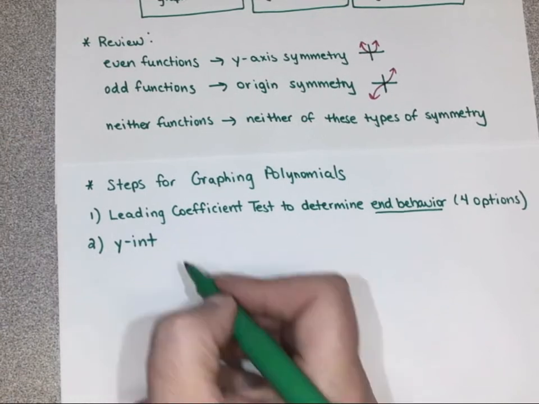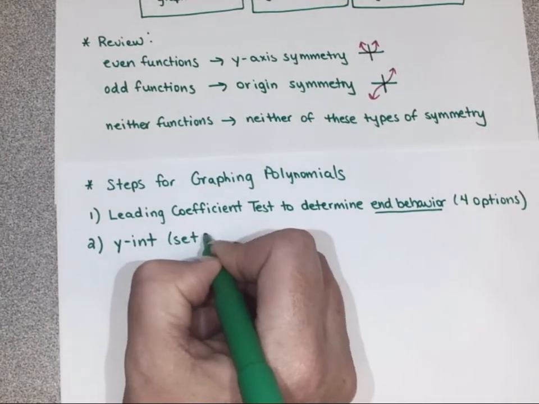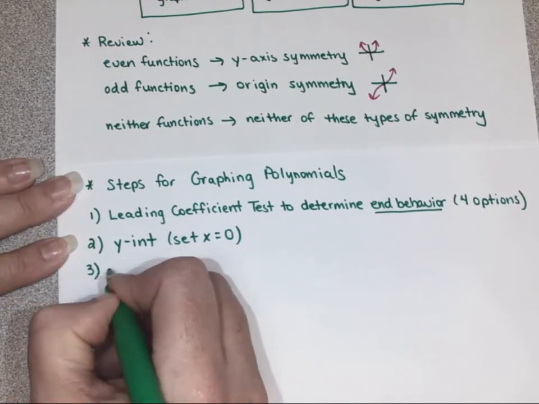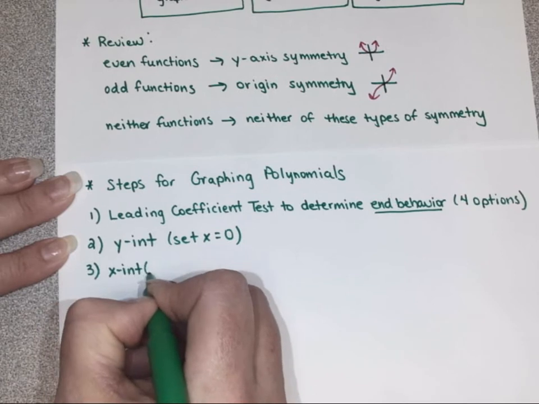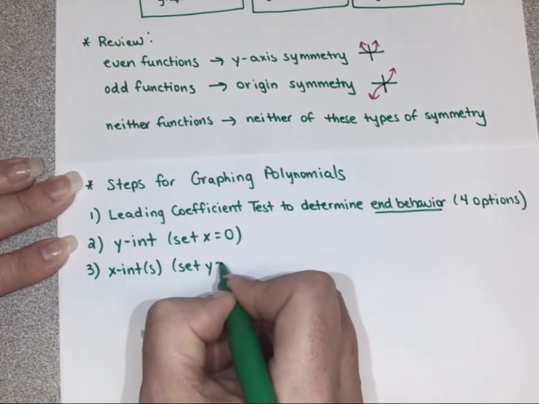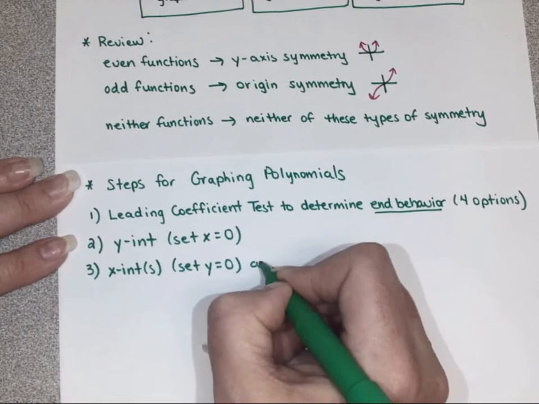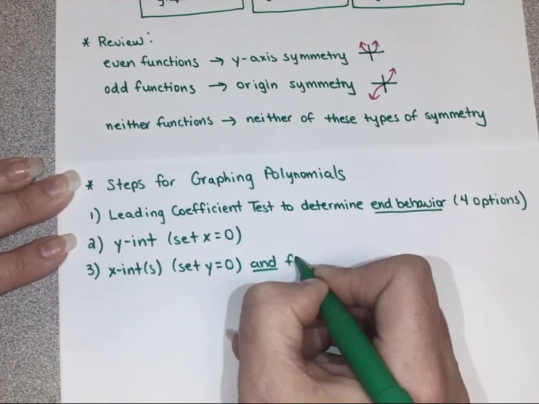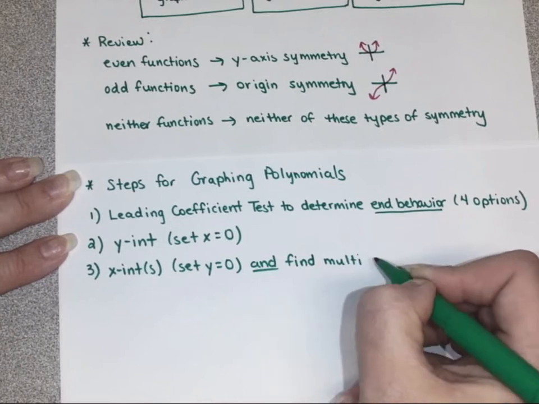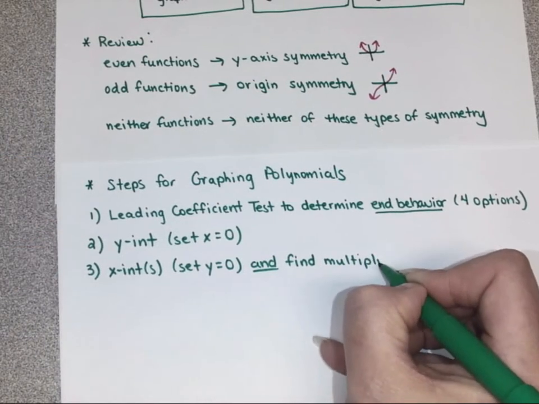Okay, so we want to find the y-intercept by setting x equal to 0. We want to find the x-intercepts by setting y equal to 0, but that's not all. We also want to find the multiplicity and what the graph is doing at each x-intercept. In other words, there's more information to find out here.